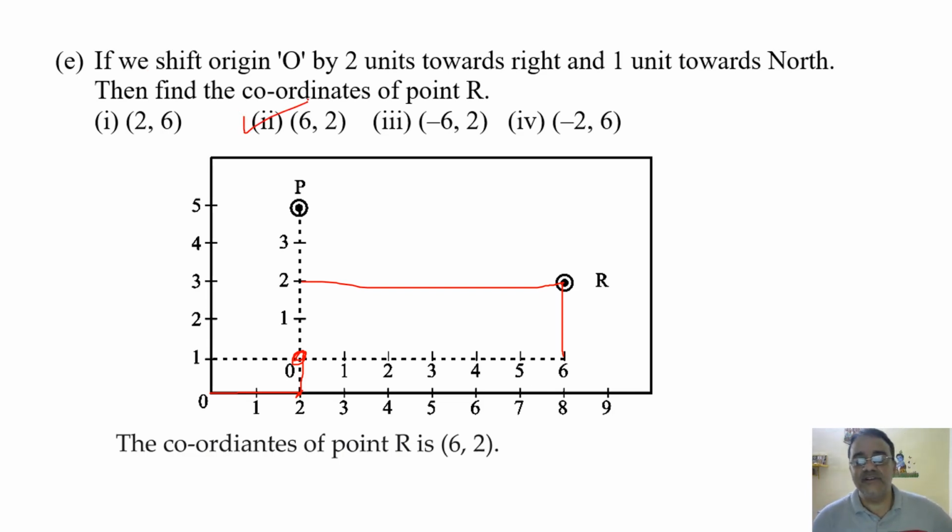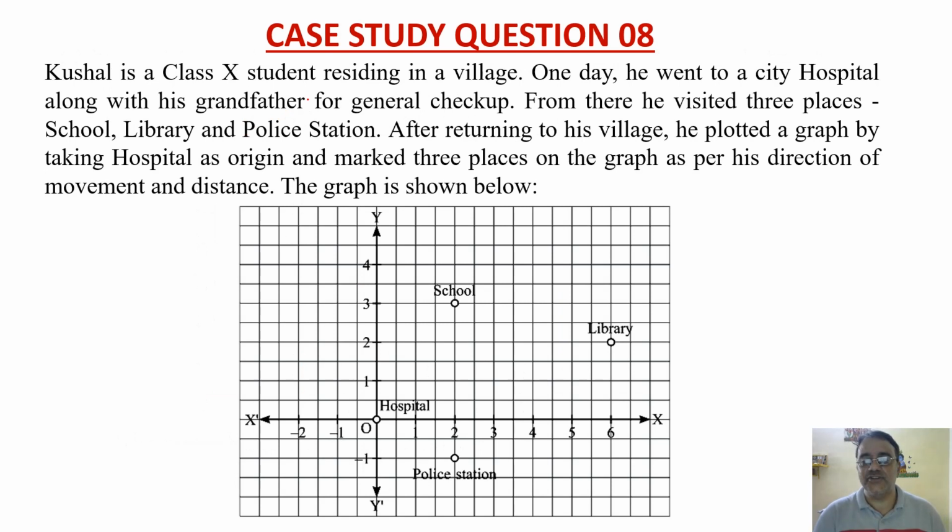So now we are moving toward question number 8, a case study question. Kushal is a class 10 student residing in a village. One day he went to a city hospital along with his grandfather for a general checkup, and from there he visited 3 places: school, library and police station. After returning to his village, he plotted a graph by taking hospital as origin, and marked 3 places on the graph as per his direction of movement and distance. The graph is shown below. Now we are going to do some questions.